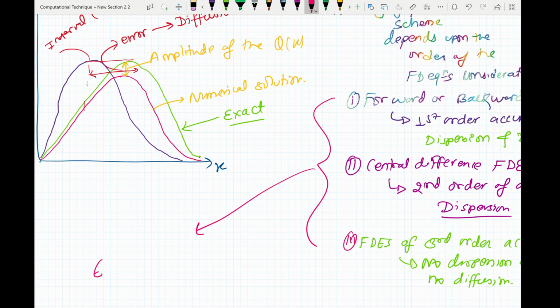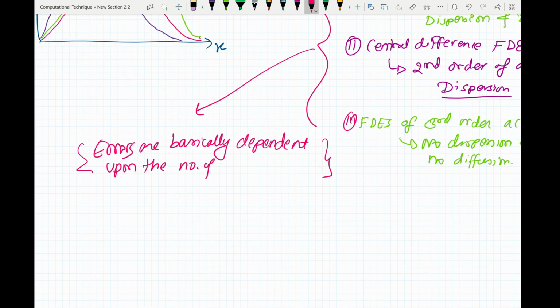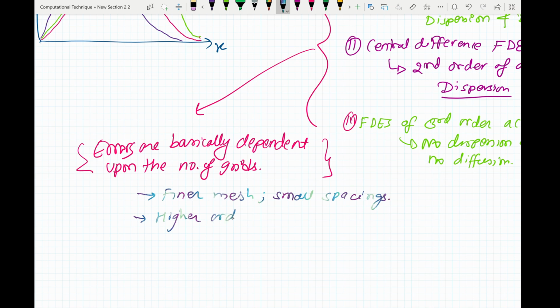Your errors are basically dependent upon the number of grids. So to reduce this error, either you have to use finer mesh or small spacings or discretizations, or you have to use higher order discretization schemes, which may be the third order one.